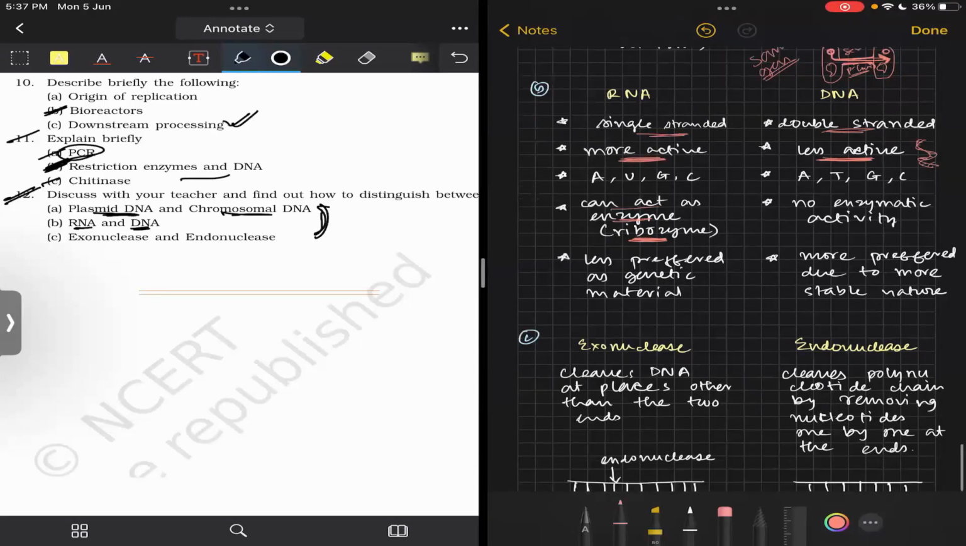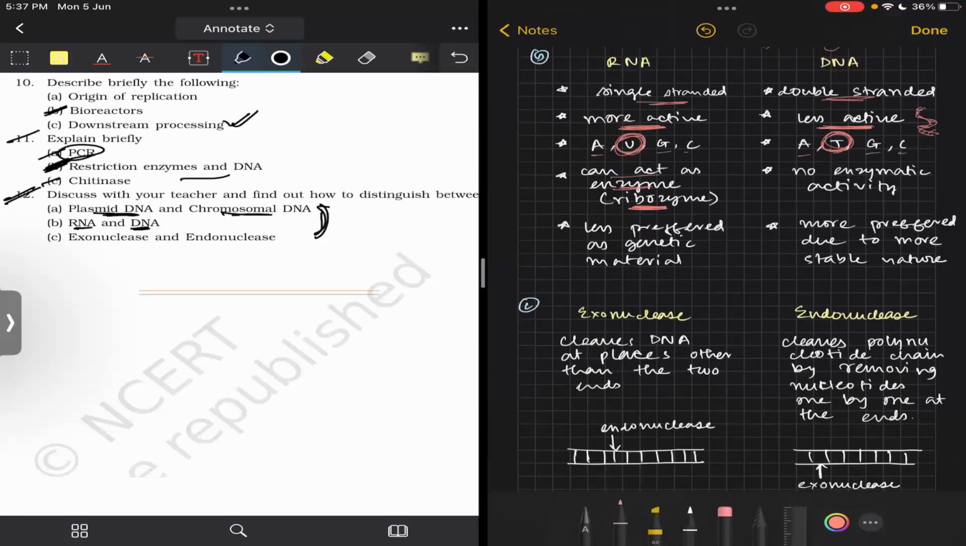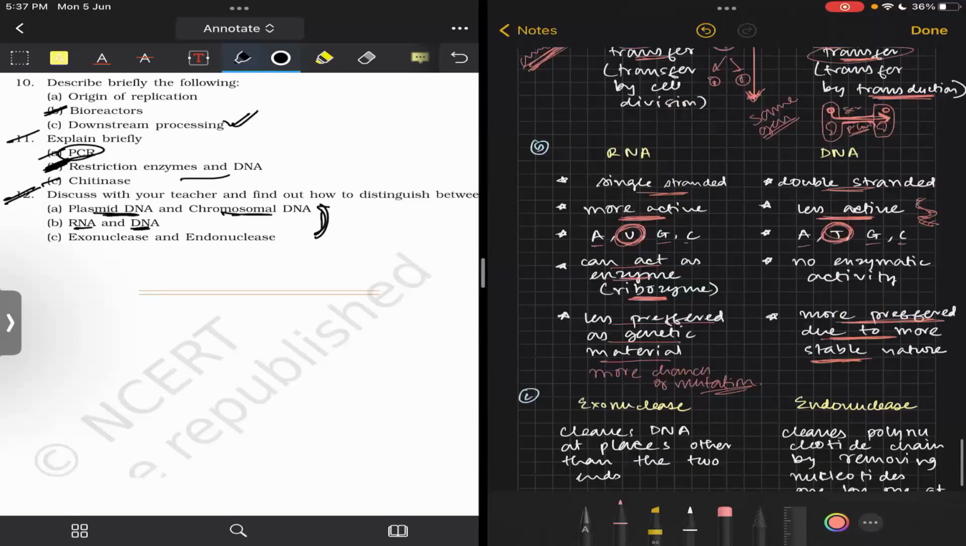Okay, and RNA has uracil and DNA has thymine, and other bases are same. So this is the point of difference between RNA and DNA. Also RNA is less preferred as genetic material since it is more active. So more chances of mutation are in RNA, but DNA are more stable. So these are more preferred as a genetic material than compared to RNA. So these are the basic differences between RNA and DNA.